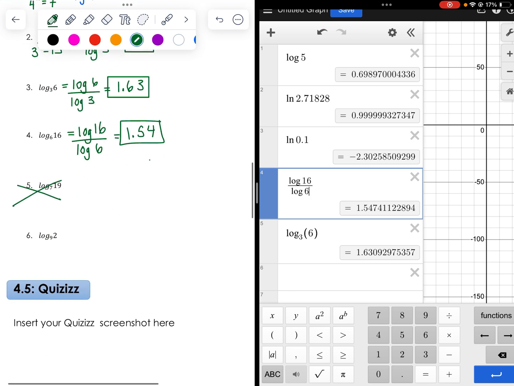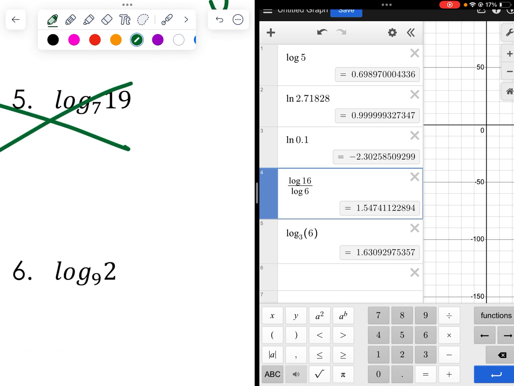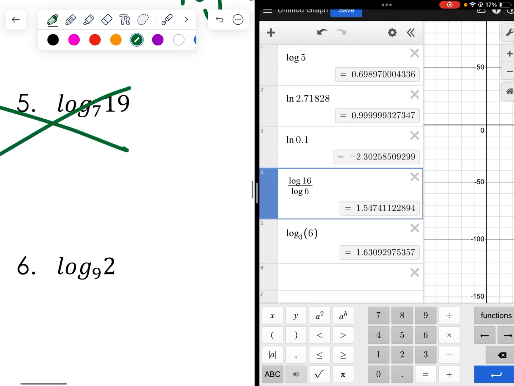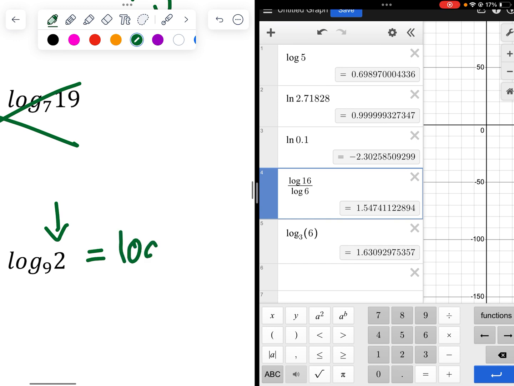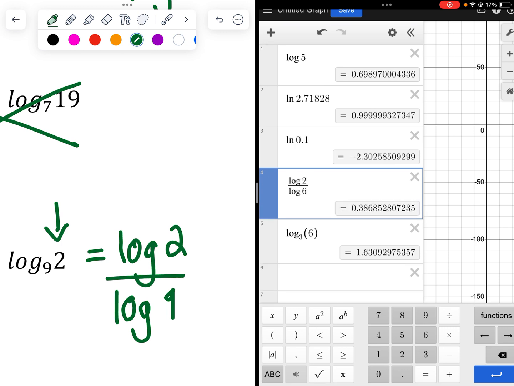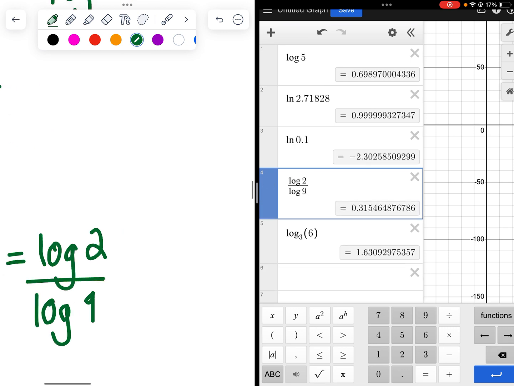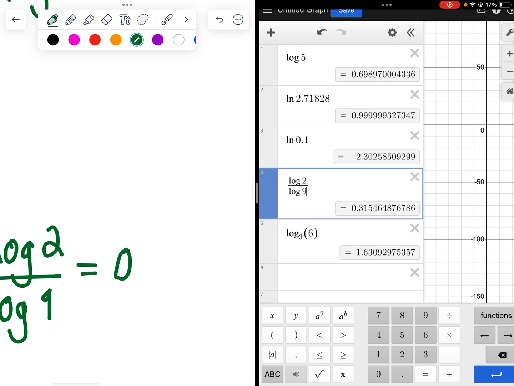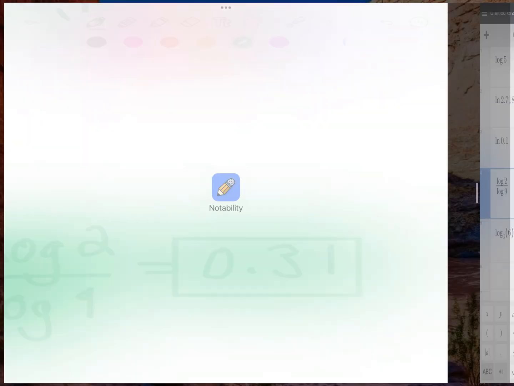Okay. Trying number 6. So I've been saying the big number and the little number, not because 16 is bigger than 6, but because that number is written bigger. So for this one, again, the number on top is going to be the 2 because it's written bigger. And the number on the bottom would be 9 because that's your subscript. It's written smaller. Okay. So log 2 on top, log 9 on the bottom. This one is going to be 0.31.